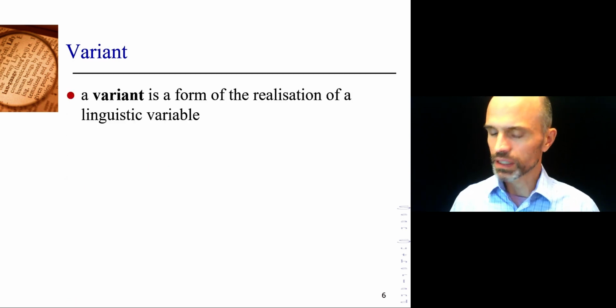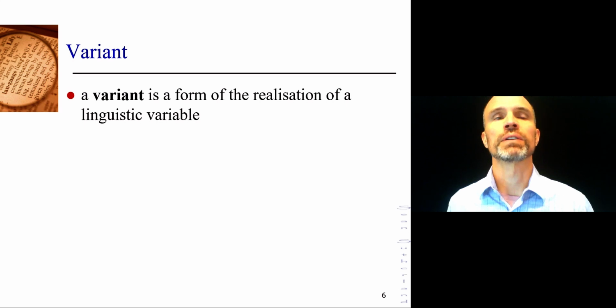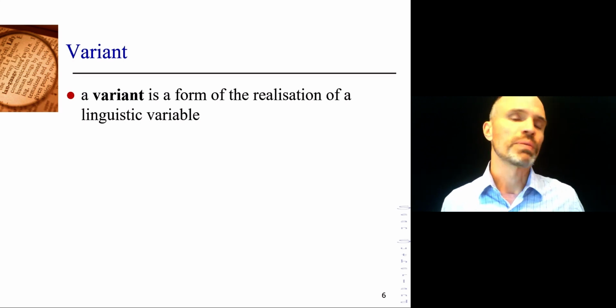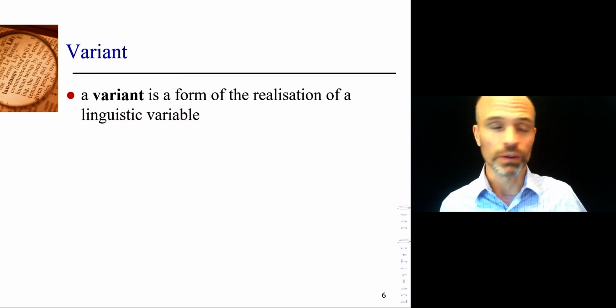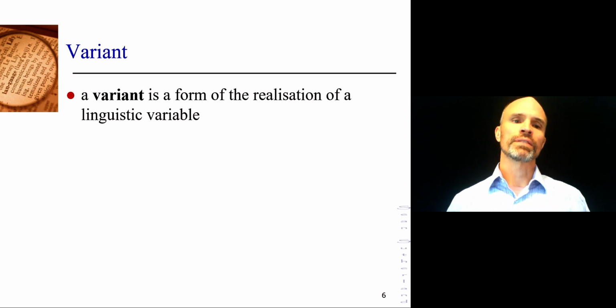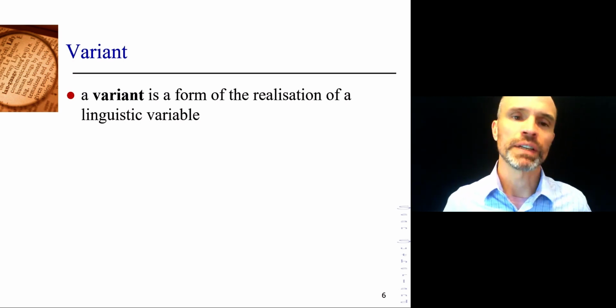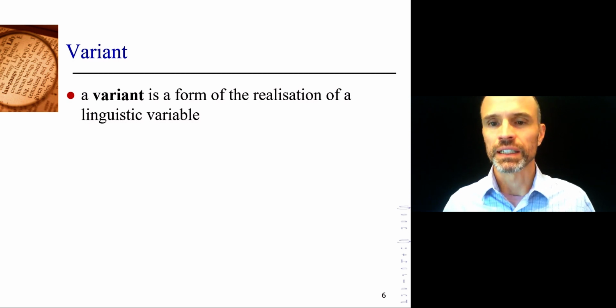We'll use that as the first example because once you can understand variation and these terms I'm going to give you now in terms of phonology, the rest are simple. You just repeat the pattern, but instead of talking about sounds, you talk about words or about grammar. Okay, this says a variant. There's a couple of key terms. Variant. A variant is a form of the realization of a linguistic variable. What does this mean? The word realization is used here.